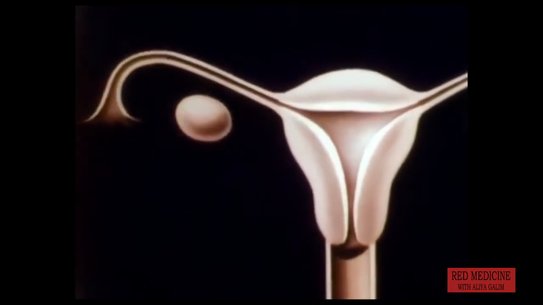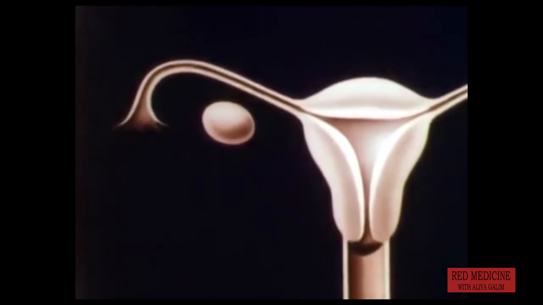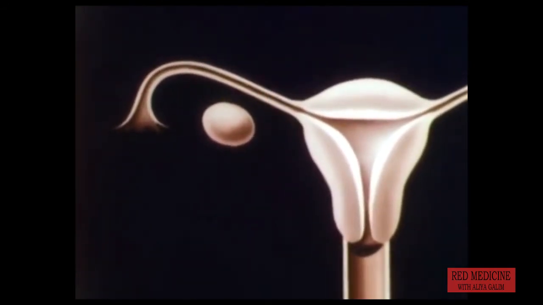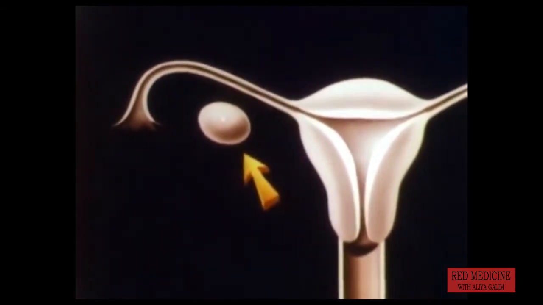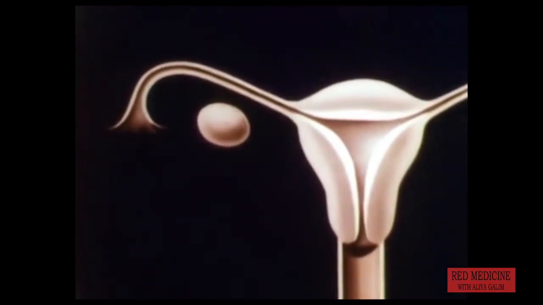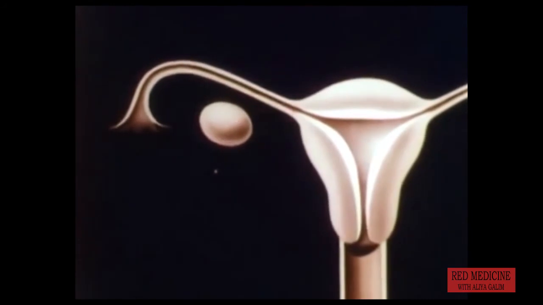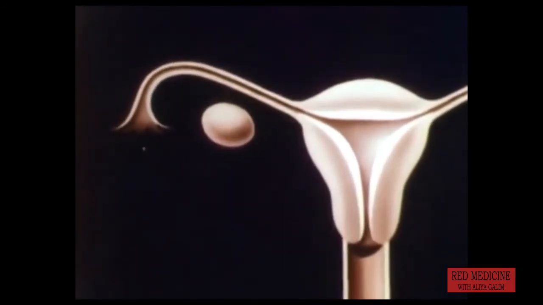At the same time, an ovary has been maturing an ovum or egg, which is magnified here so that we can see it. About once a month, one of these tiny eggs passes out of the ovary and finds its way into a fallopian tube, where it moves along toward the uterus.